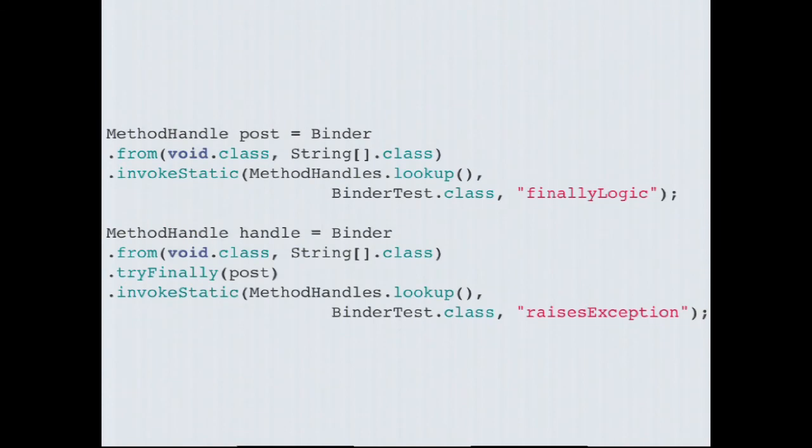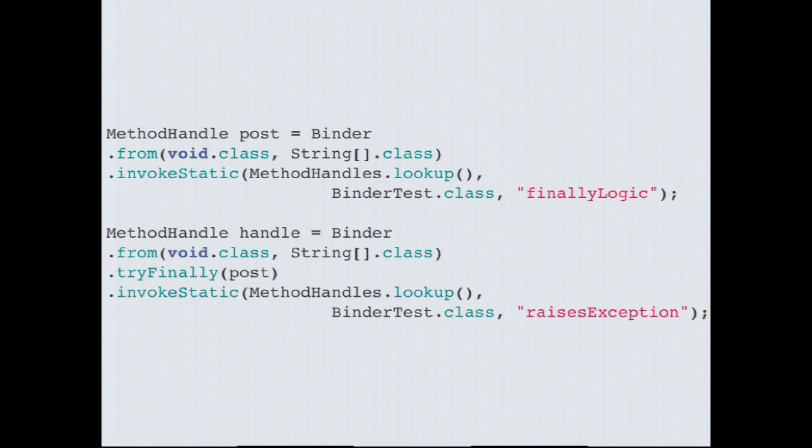Now, I mentioned the example of doing finally logic. Writing finally logic in Java code is fairly simple. Doing it in method handles is a lot of monkeying around. So in invoke binder, we have the post logic that we always want to run in finally cases. And finally cases need to run on normal exit as well as exceptional exit. You can see where it starts to get a little complicated.